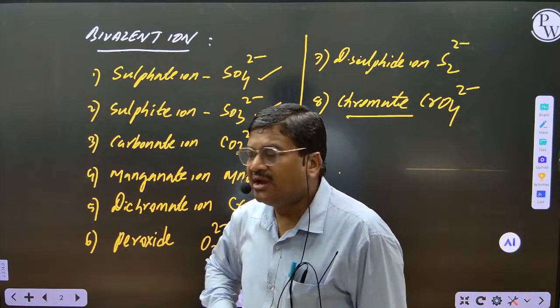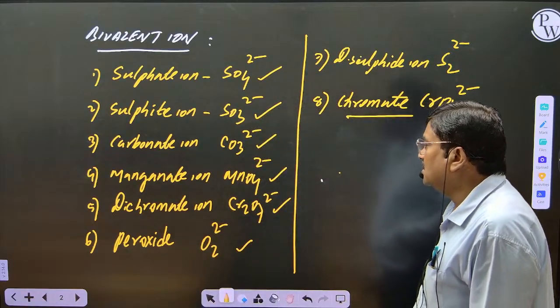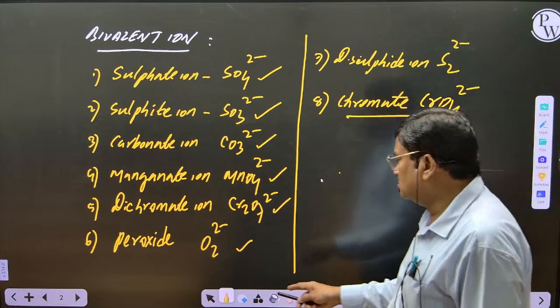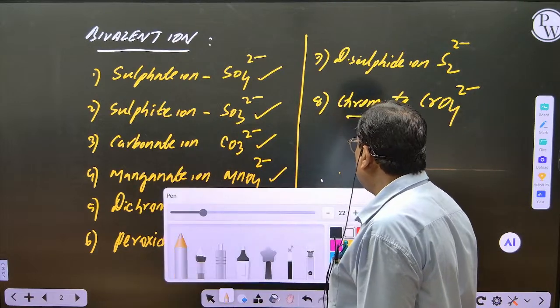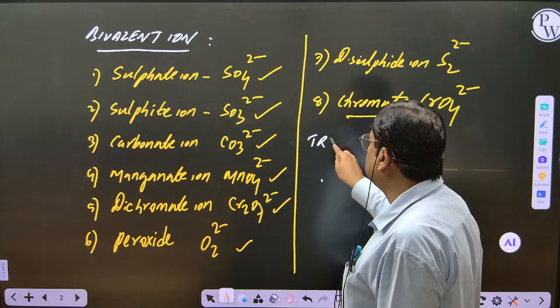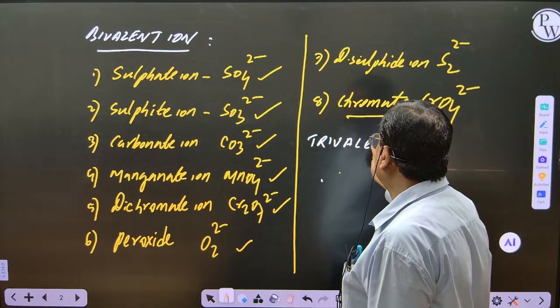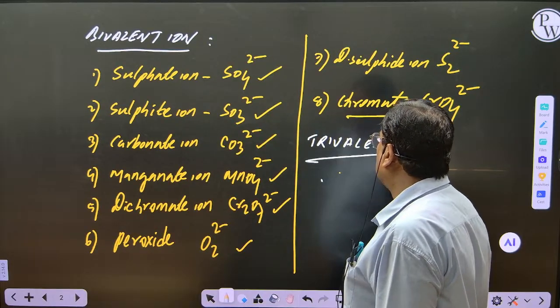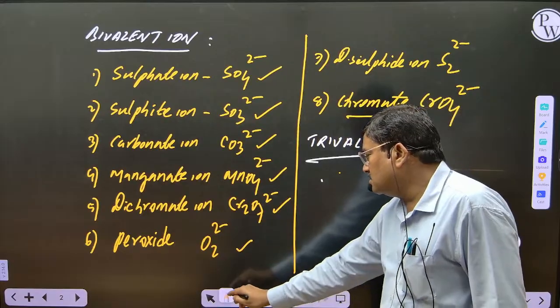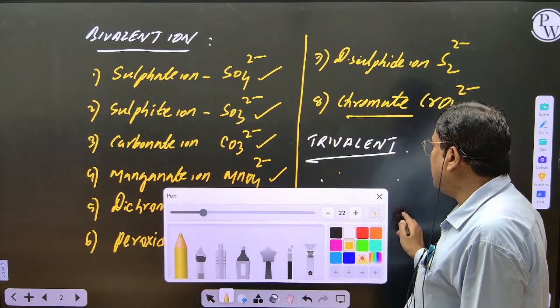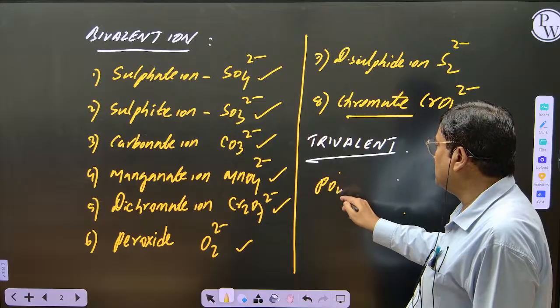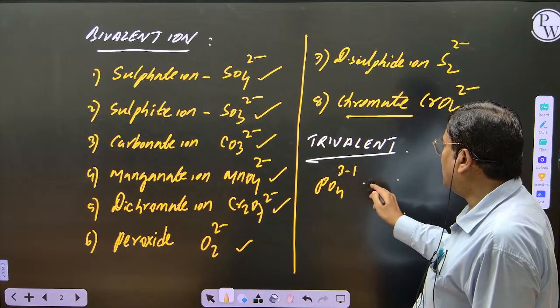Understood. Now write trivalent ion. Trivalent will be very few. Trivalent means what, student? Valence is 3. Like phosphate ion. Now what is phosphate? PO4 3 minus. This is called phosphate ion.